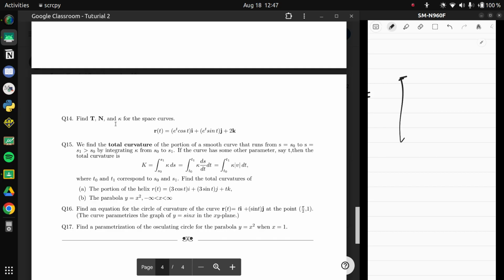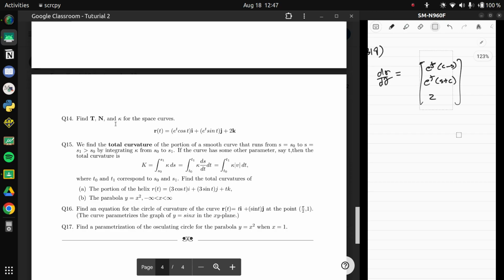So just differentiate e power t cosine t. Oh, I've seen this before, have I not? In this case, this is already 2, so this thing is like what? Just e power t cosine t minus e power t sine t. This thing is also just e power t, and then you get sine plus cosine. Cool. So that's our dr by dt.